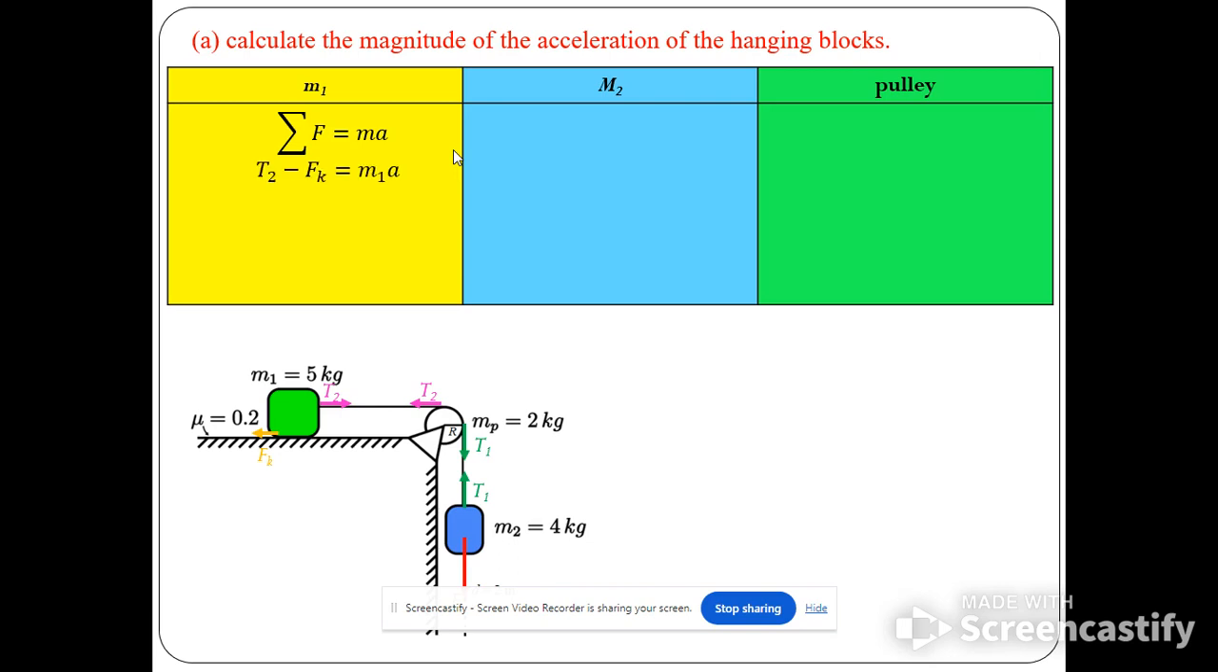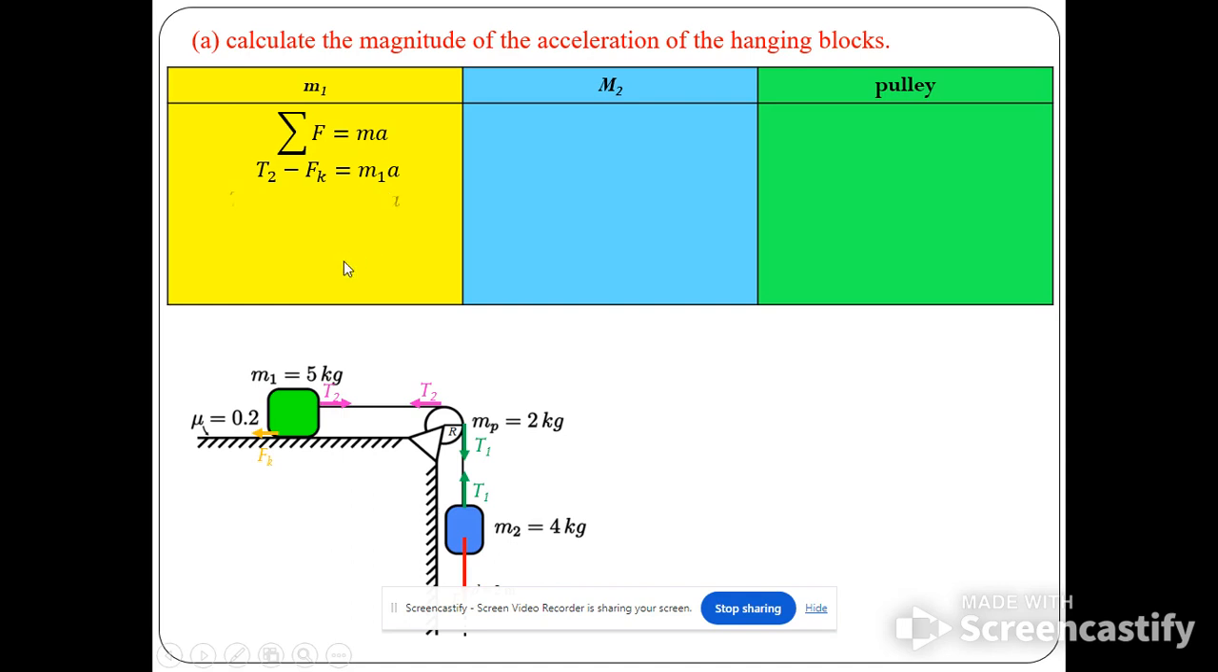So here I have a statement that says T2 minus Fk equals M1a. Again, this particular sign already indicates that the frictional force is opposing it. So don't plug in another negative sign for Fk, as this sign is already indicating that. Okay, so don't undo the direction of the Fk. So pay attention to your signs.